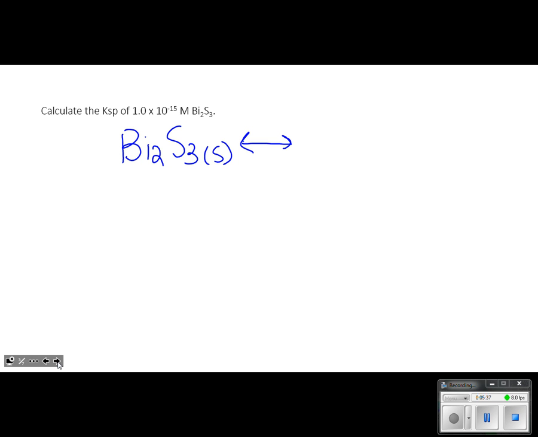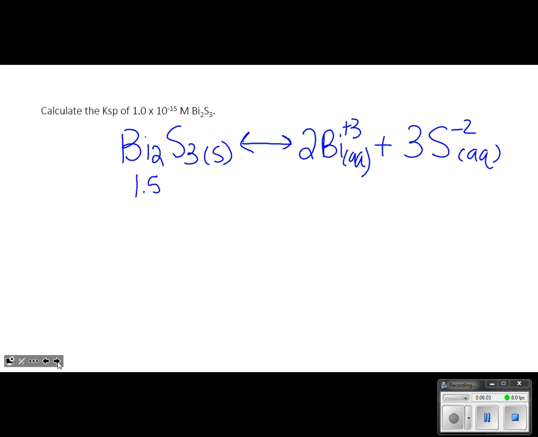A couple things I want you to be careful of is you notice that these aren't going to be one-to-one ratios. In this particular case, we have 2 bismuths, which are +3, and we have 3 sulfides, which are -2. And what else do we know? We know that the concentration of this is 1.0 times 10 to the negative 15th molar.